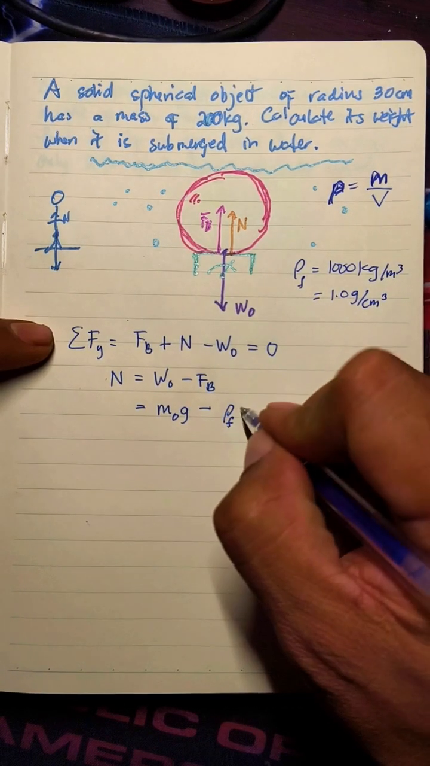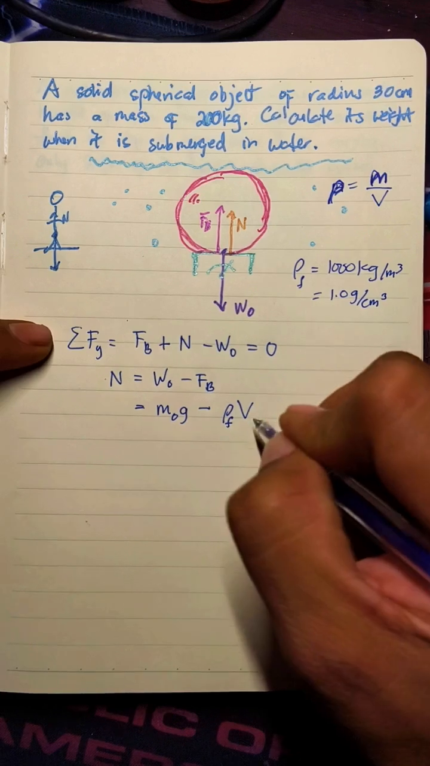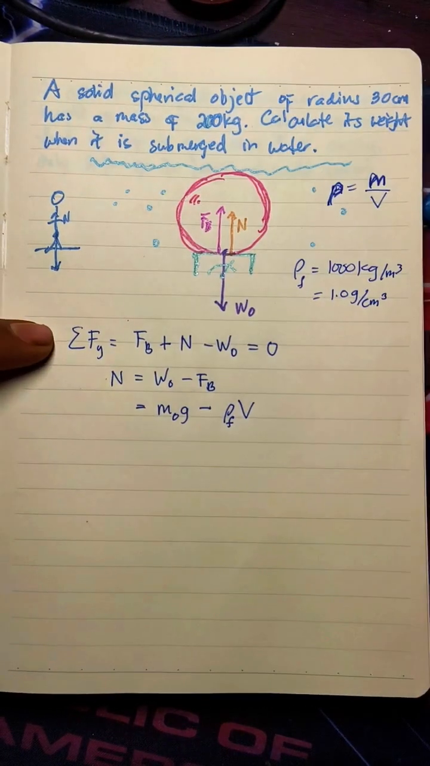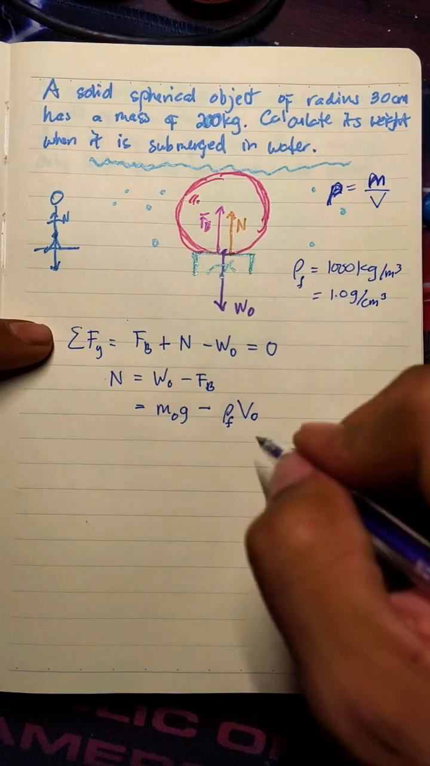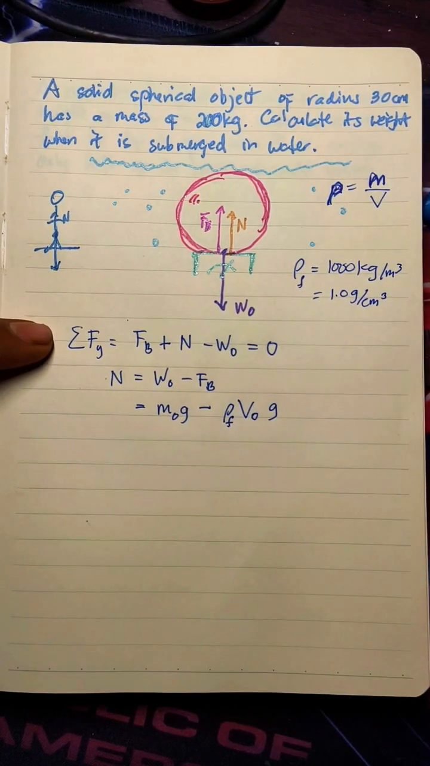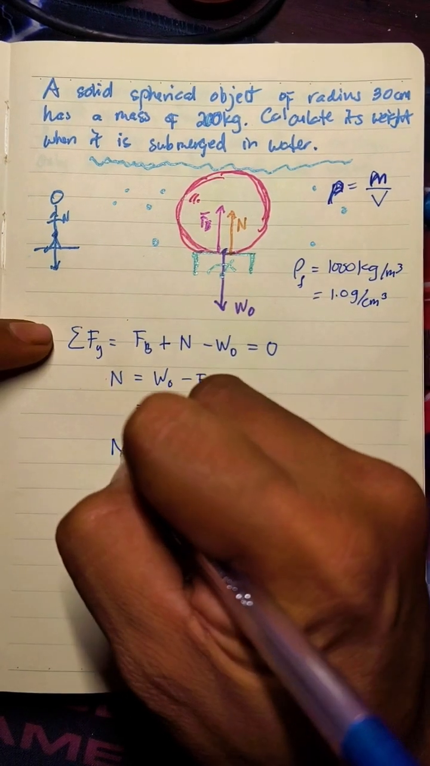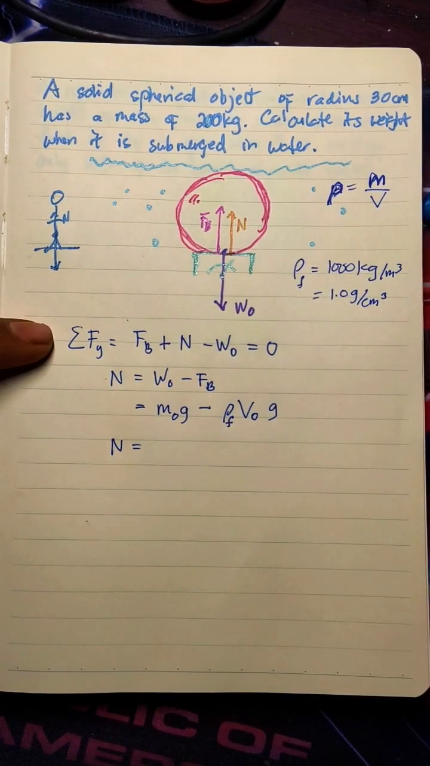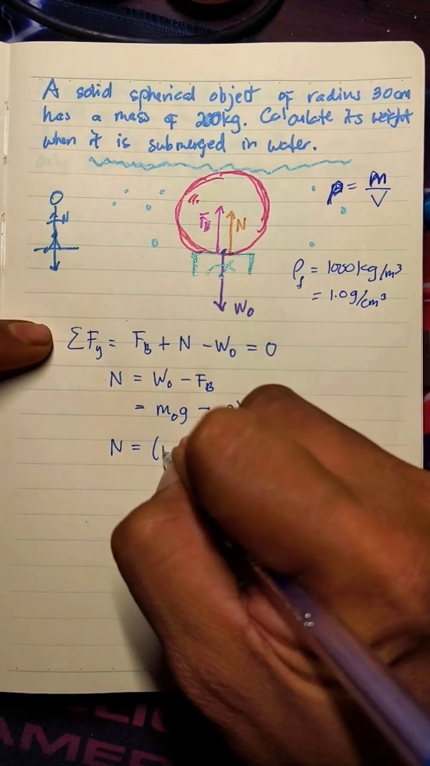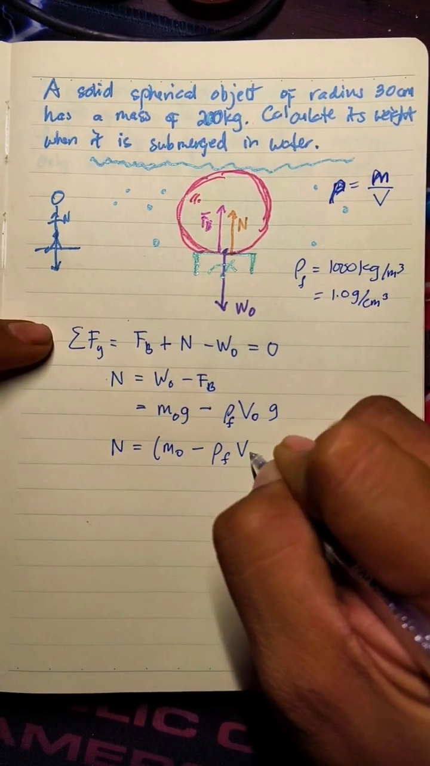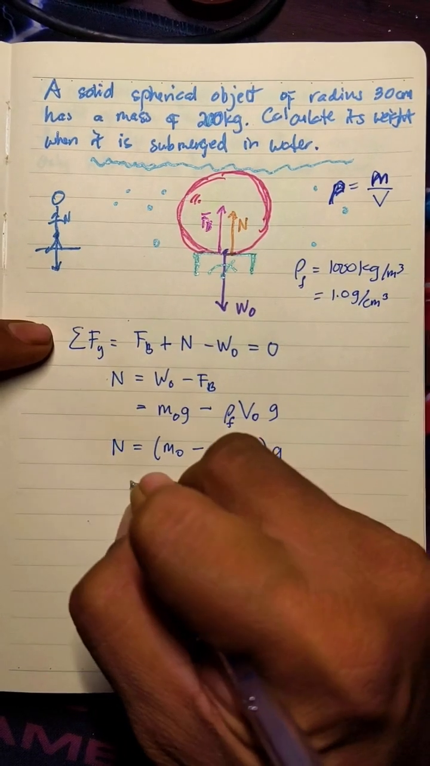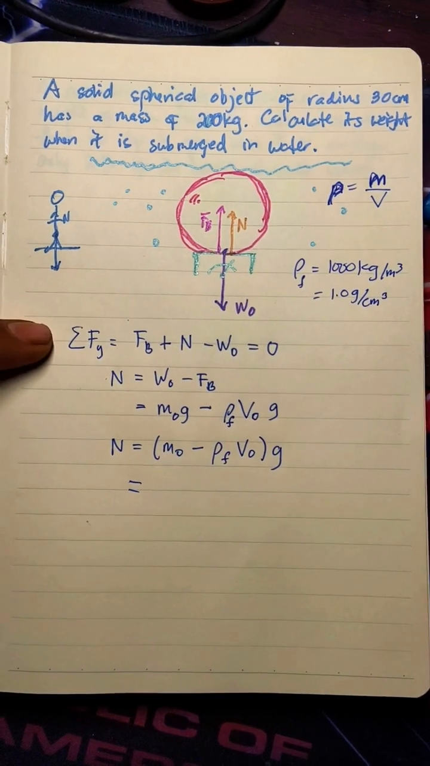What is that volume? That's the submerged volume, which in this case, since our object is fully submerged, is just the volume of the object, times g. So we now get our N, which is equal to, just factoring out g, m_o minus the density of the fluid times the volume of the object, times g.